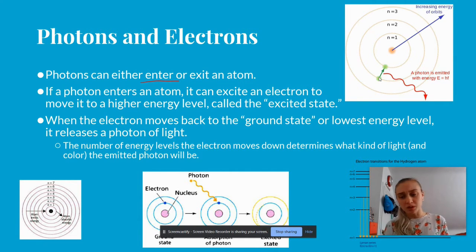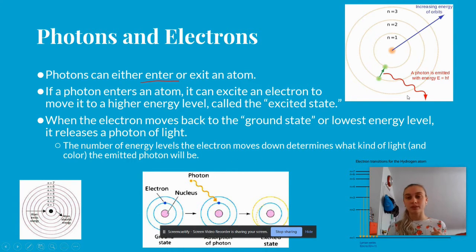But it's like, okay, I'm done being excited. When it's going to move down to its ground state again, so it's going to move back down an energy level, it's going to release energy instead of taking it in, okay? And so when it releases energy, it releases it in the form of light. And so when it goes down from 2 to 1, it's going to release a certain photon of light. And so that's what it means when I say the electron moves back to the ground state, so back to the lowest energy level. It releases a photon of light.